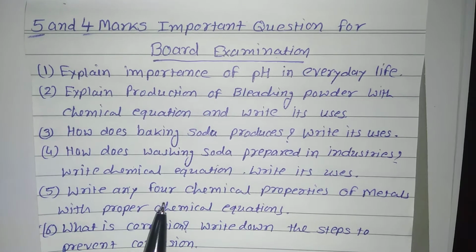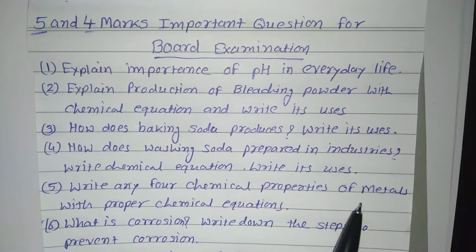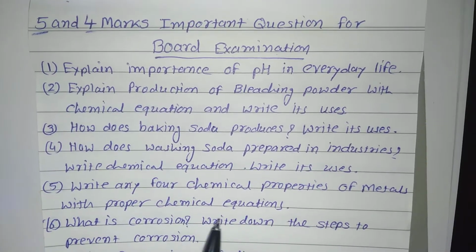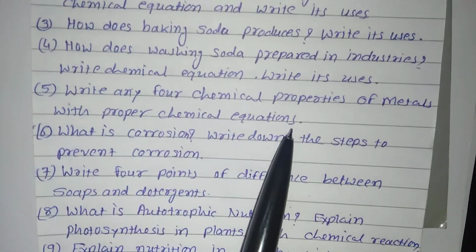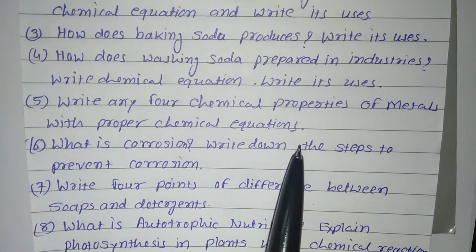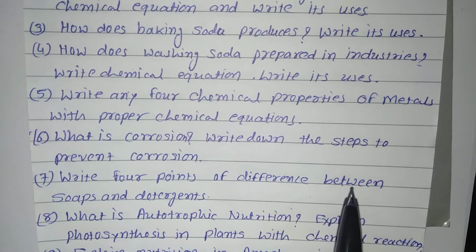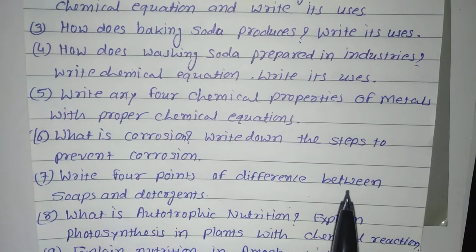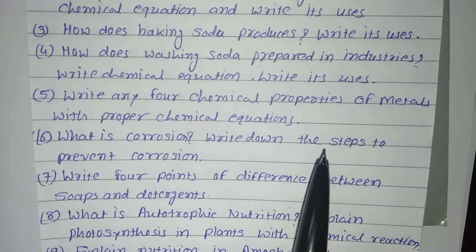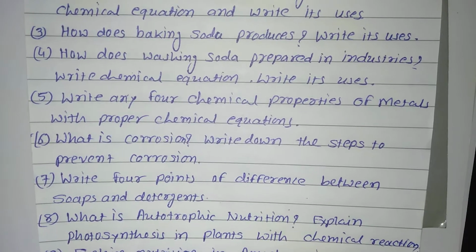Question 5. Write any 4 chemical properties of metals with proper chemical equations. You know what kind of reaction it is giving with the acid, what kind of reaction it is giving with the water, what kind of reaction it is giving with the hydrogen. All these properties we need to write with the chemical equation.